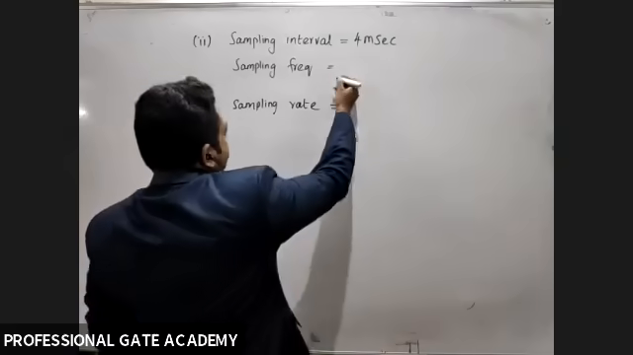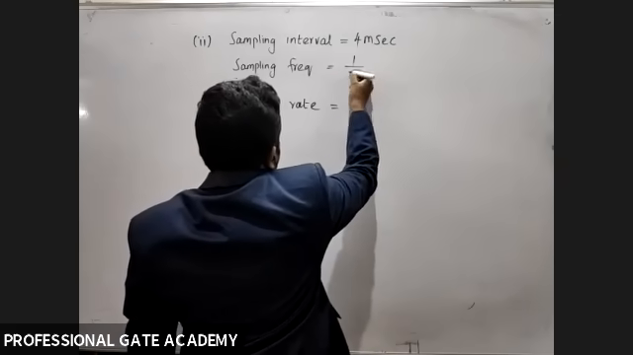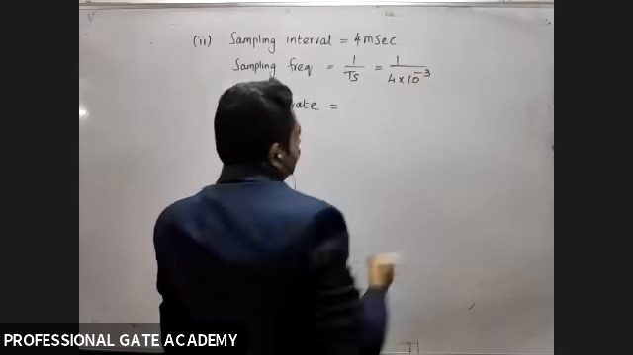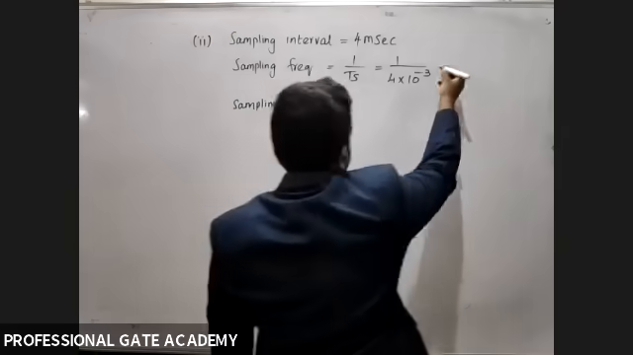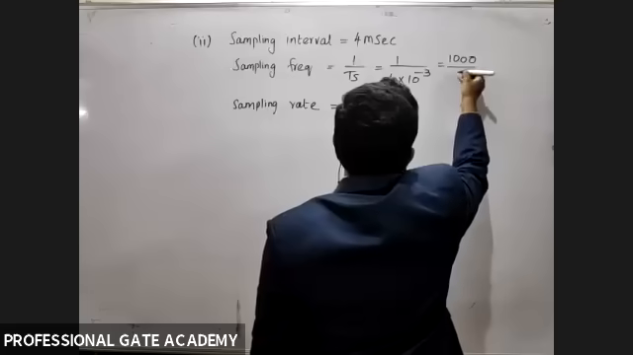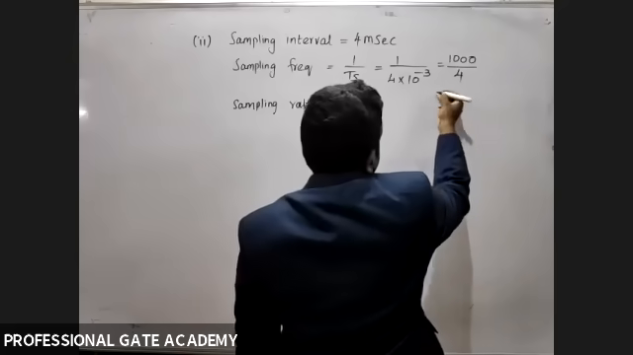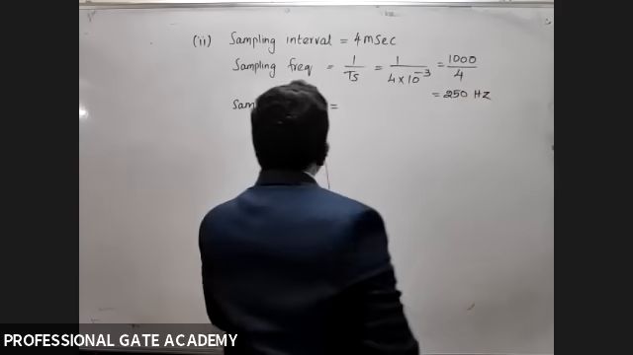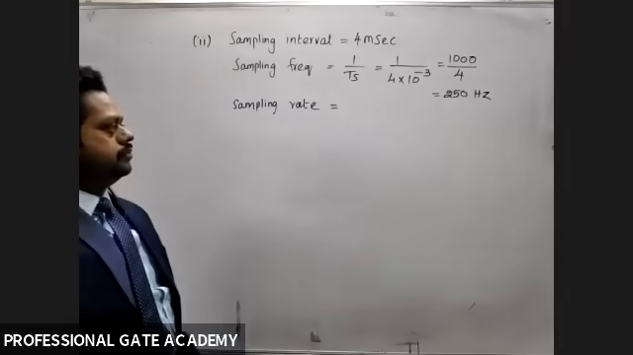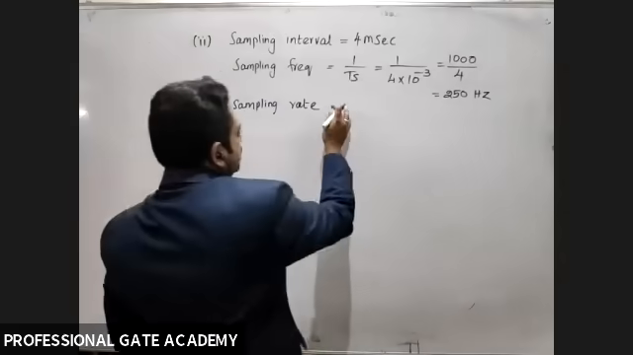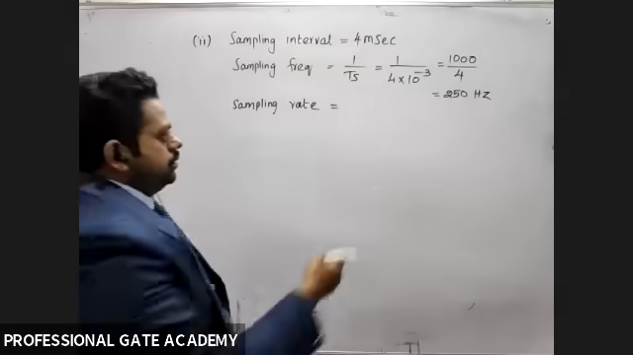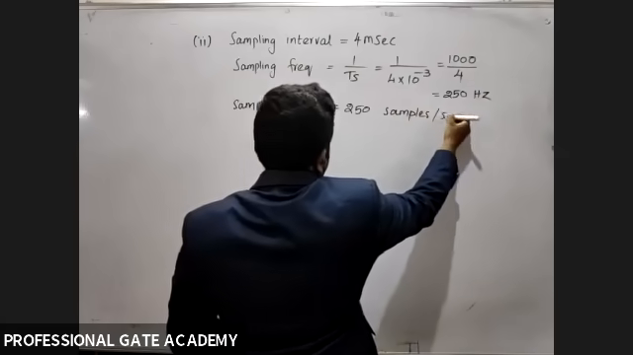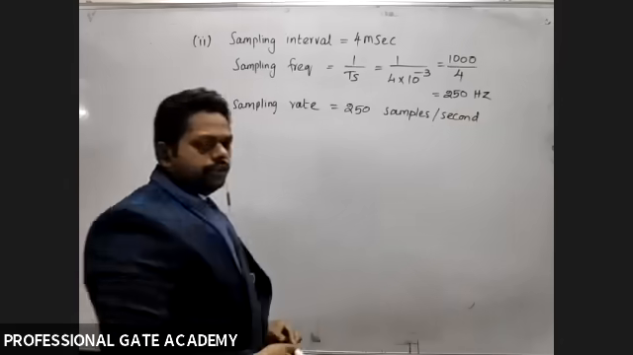For sampling frequency Fs, what is the formula? 1 by Ts. So 1 by 4 into 10 raised to minus 3. So we can write 1000 divided by 4, which equals 250 hertz. Sampling frequency is 250 hertz. And the sampling rate is 250 samples per second. That's all.